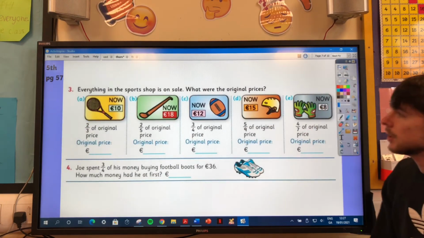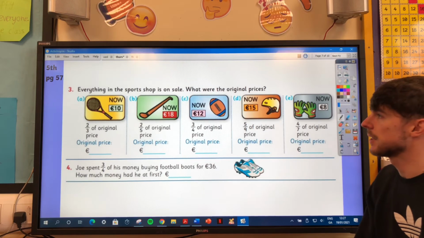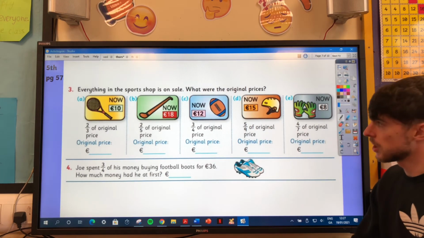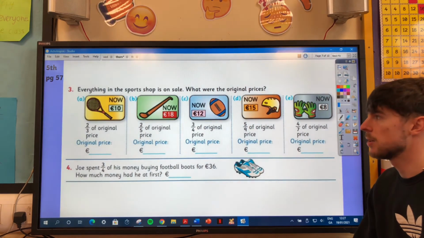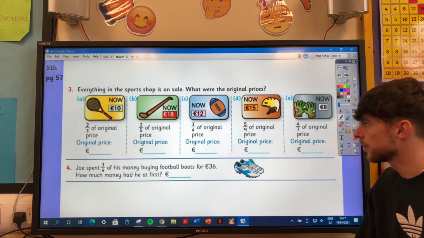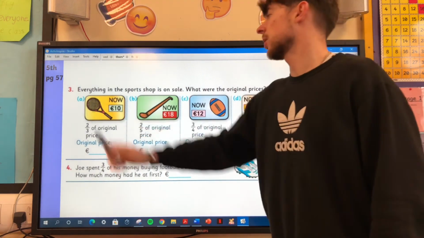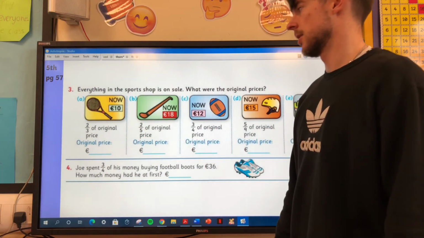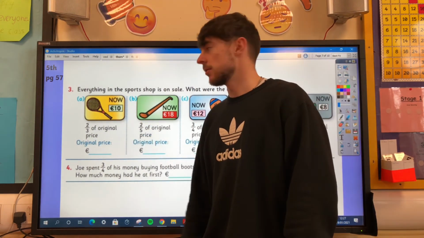Right? Okay, everything in the sports shop is on sale. This is on page 57 again. So question 3, everything in the sports shop is on sale. What were the original prices? So they are now this price, but what were they originally? So this is now 2/3 of the original price. Okay, so €10 is 2/3 of the original price.